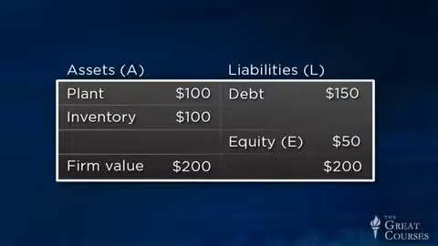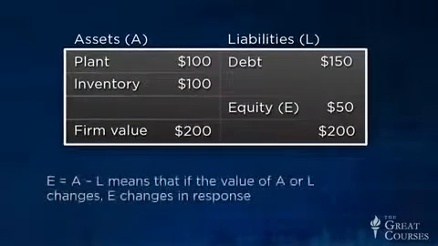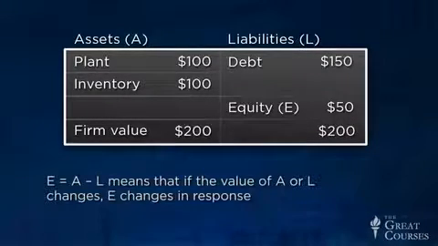But let's use the balance sheet to see who gets the risk. Since equity is a residual claim, the value of equity is the value of assets minus the value of liabilities, E equals A minus L. If the value of A or L changes, E changes in response.